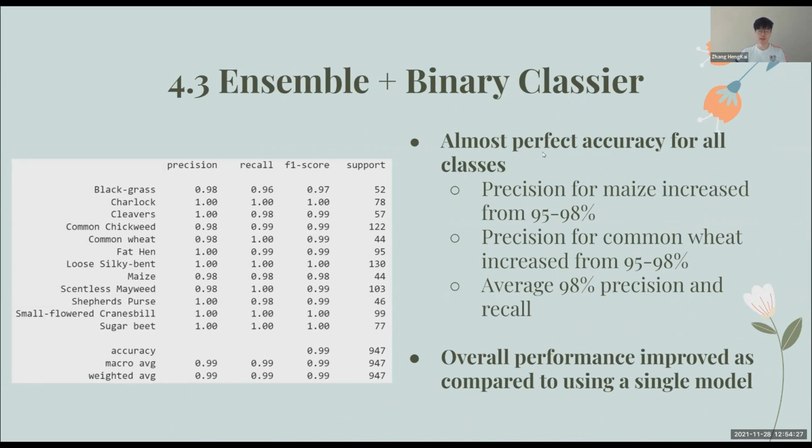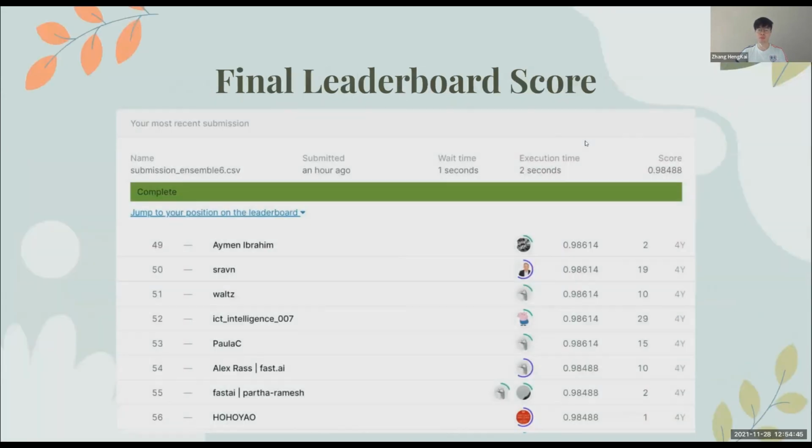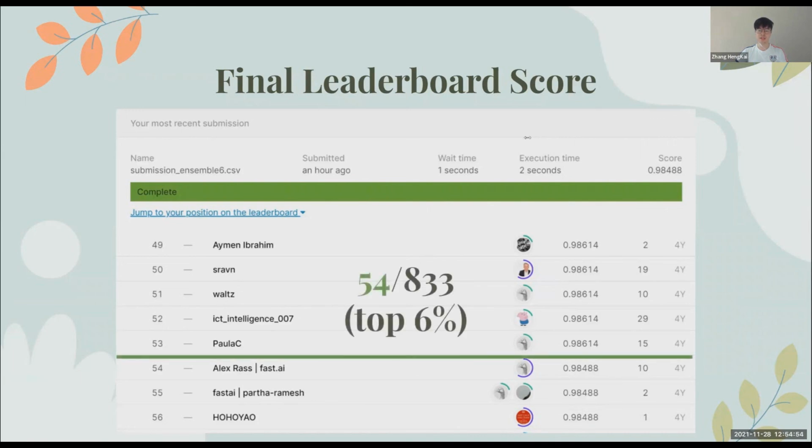After plotting out the classification report for the ensemble classifier plus binary classifier on the validation dataset, we can see that the precision and recall for both maize and common wheat increased from 95 and 96% to 98% respectively, which is a 2% improvement in precision as compared to the previous model proposed. This model was also able to achieve an average of 98% precision and recall for all classes. With this model, we are able to achieve a 98.488% accuracy on the seedling classification test dataset, placing us at the top 6% on the Kaggle leaderboard.